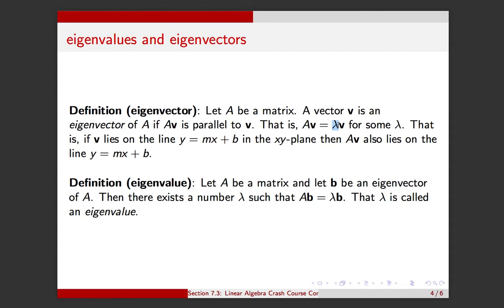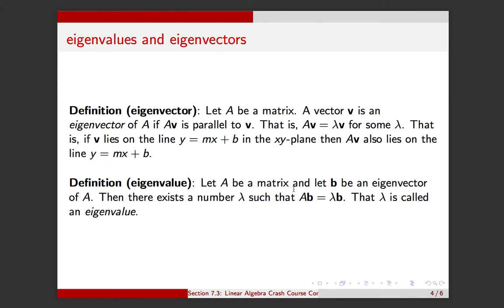Okay, and then just to reinforce, right, what do I mean by parallel? If vector V lies on this line, so vector V has like slope m or whatever, right, in the xy plane, then AV also lies on the same line. Okay, so the output vector has either the same slope or it's been reflected. So if you're on the line y equals x, say, your vector could have been flipped over the origin. Right? You just have to stay within that line, is all I'm saying. That's what an eigenvector is.